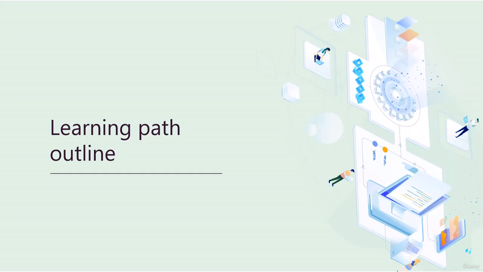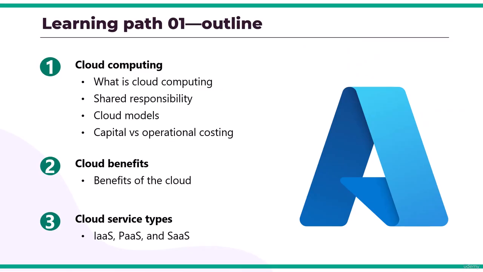Let's focus on the learning path outline. As discussed, in this learning path number 1, first we are going to focus on cloud computing. We'll talk about what this cloud computing actually is. Inside this, what kind of shared responsibilities are there? Means what kind of things will be taken care of by the cloud provider, in this case Microsoft, and then what kind of things will be managed by the user who's using the cloud.